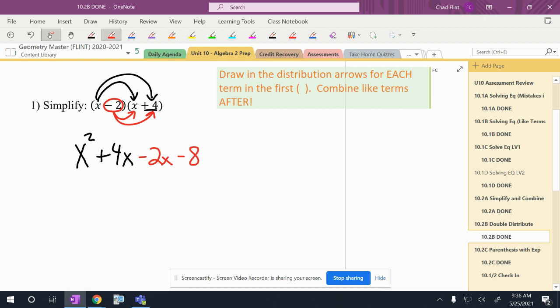Quite often when you do something like this, you're going to end up with some like terms. It's not guaranteed, all right, but usually you'll end up with at least a couple of like terms, and you should combine them. X squared plus 2x minus 8.